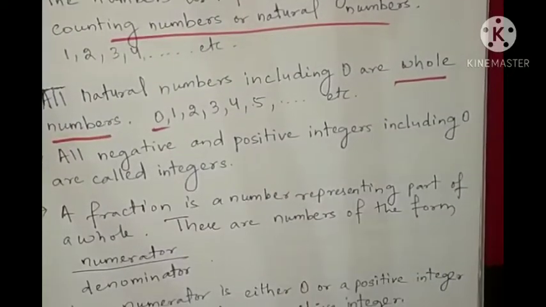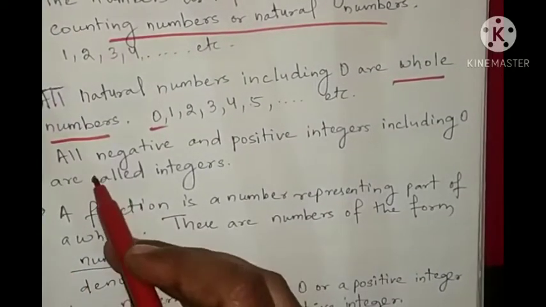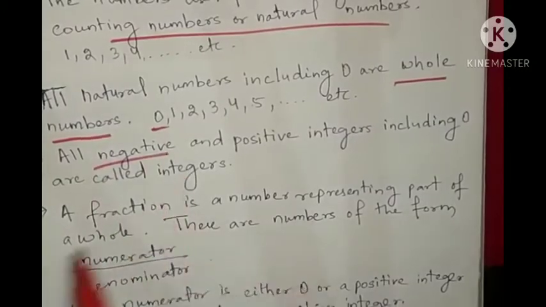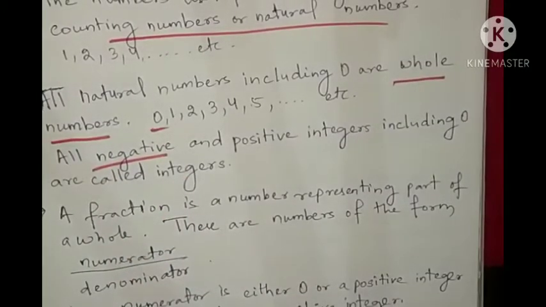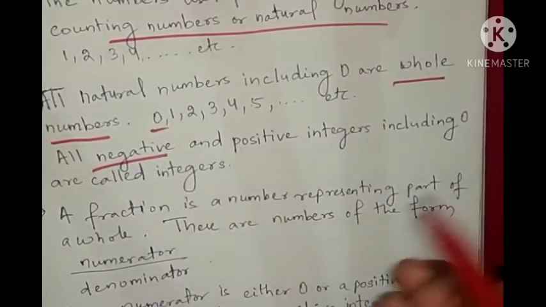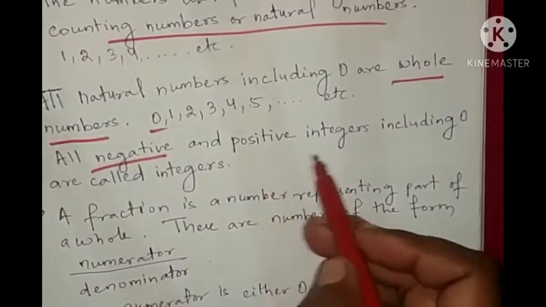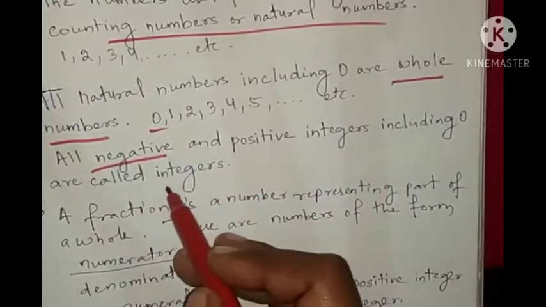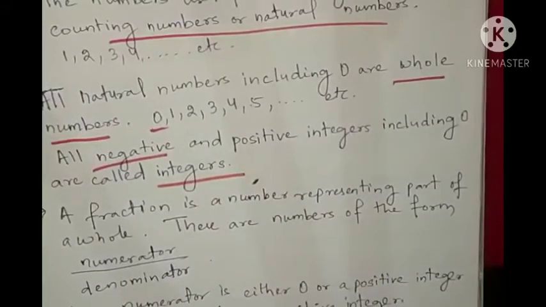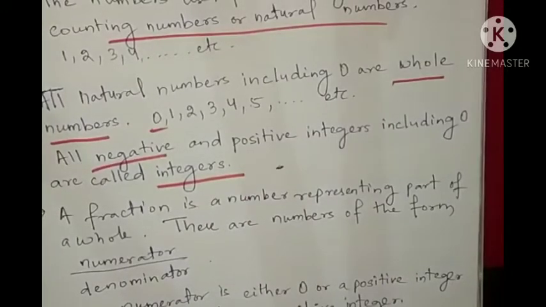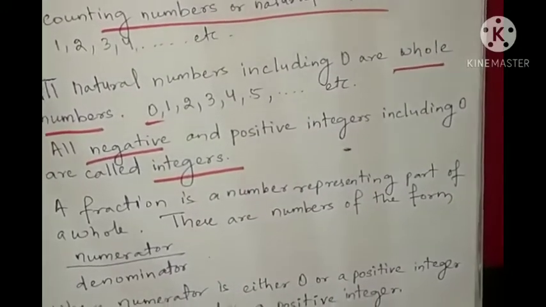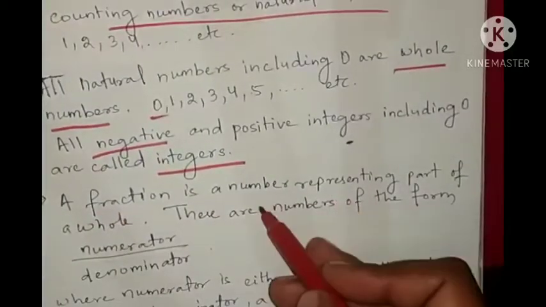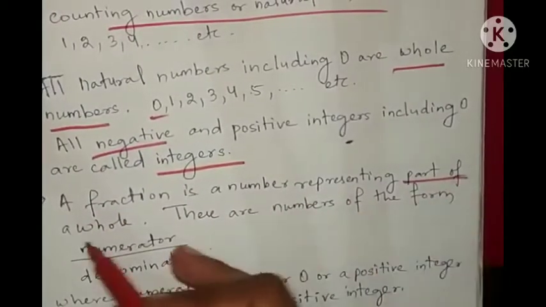Next we studied that we included the negative numbers. All negative numbers and positive numbers including 0 are called integers. Next we studied fractions. A fraction is a number representing part of a whole.